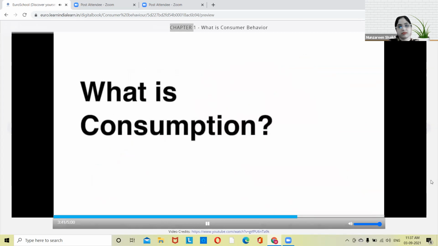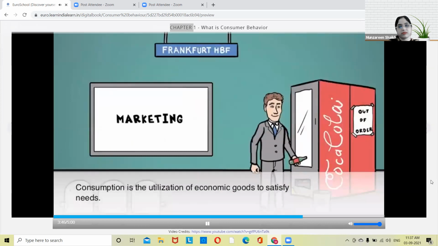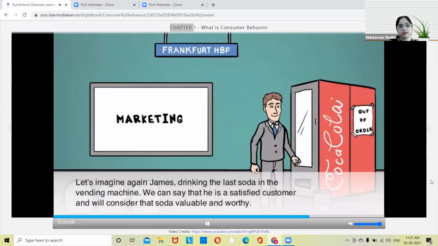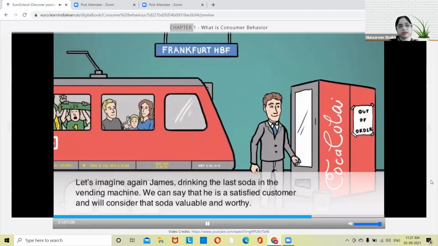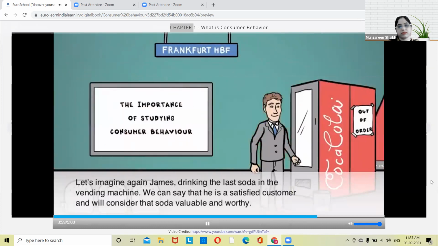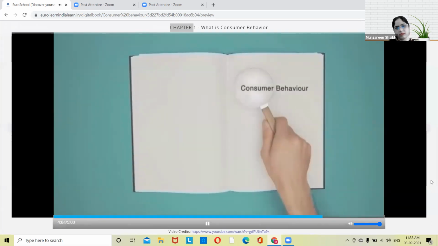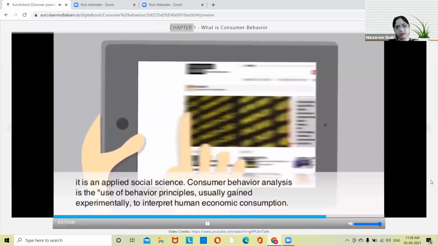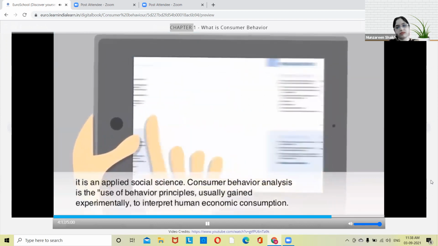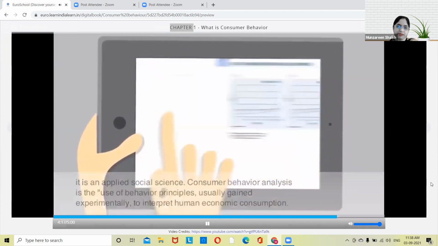What is consumption? Consumption is the utilization of economic goods to satisfy needs. Let's imagine again James drinking the last soda in the vending machine. We can say that he is a satisfied customer and will consider that soda valuable and worthy. Consumer behavior as a field of study. It is an applied social science. Consumer behavior analysis is the use of behavior principles, usually gained experimentally, to interpret human economic consumption.